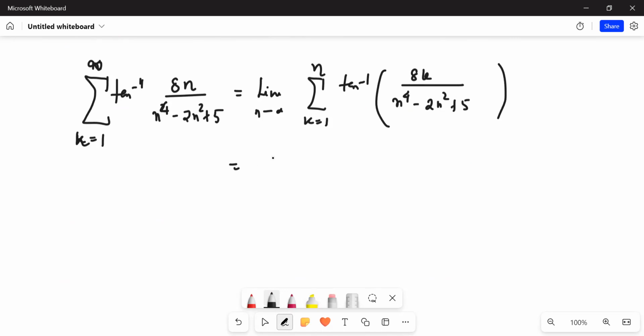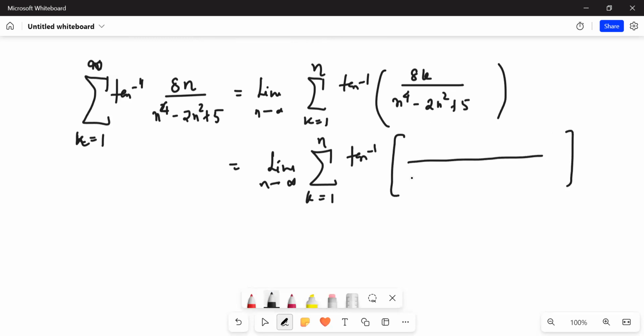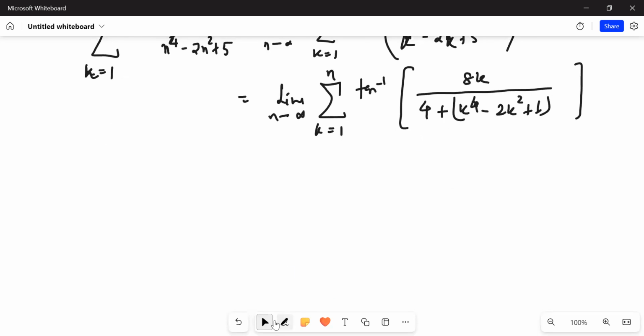One of the ways to do this question would be to manipulate this denominator. So I'll take this in two parts. Just understand, I'll write 4 separately, and inside I have k raised to power 4 minus 2k square plus 1. And here you have this 8k. Try to divide by 4 throughout.